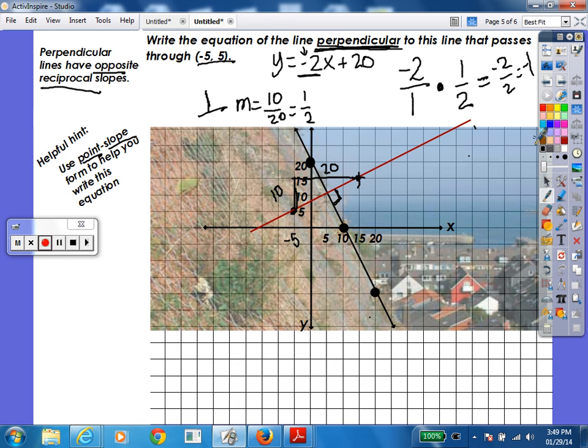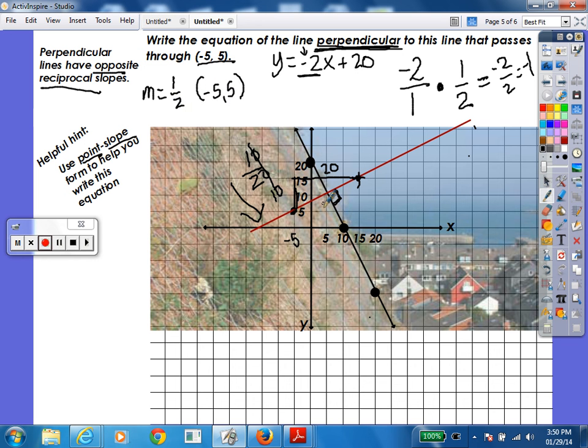Okay, that's one thing that you've got to know. Big thing to learn. Perpendicular slopes have an opposite reciprocal slope. So let's take a look at our information. The slope of our red line is 10 over 20 or 1 over 2. 10 over 20 reduces down to 1 over 2. So it has a slope of 1/2 and it's passing through the point -5, 5.